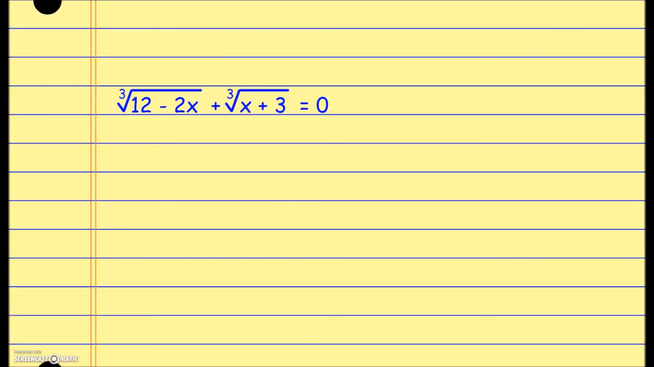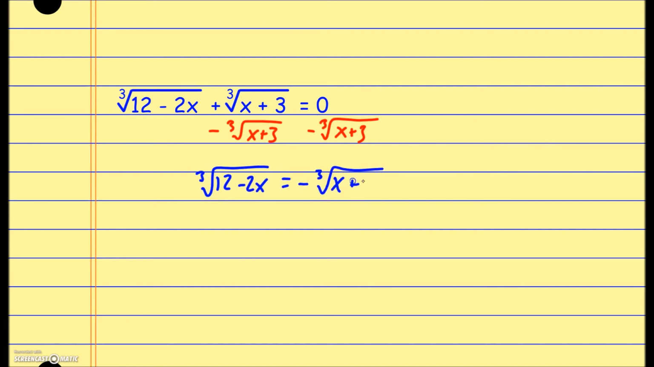If I look at this last one, this time I've got some cube roots here. So again, I want to isolate at least one of these. So I'm going to subtract this cube root from each side. And it just so happens that when I do that, I'm left with the cube root, this guy, equals a negative cube root of this. And so now, really, both of them are isolated, which works out really well.